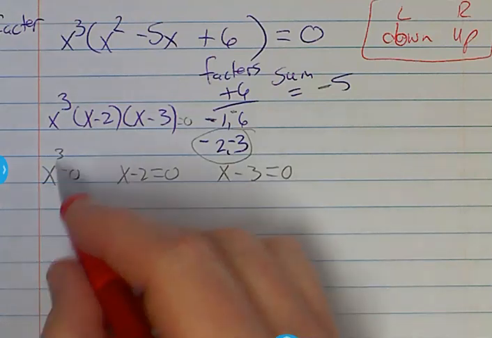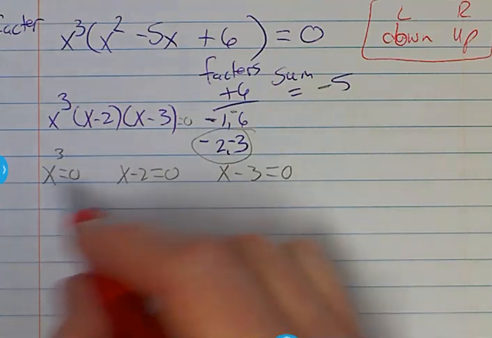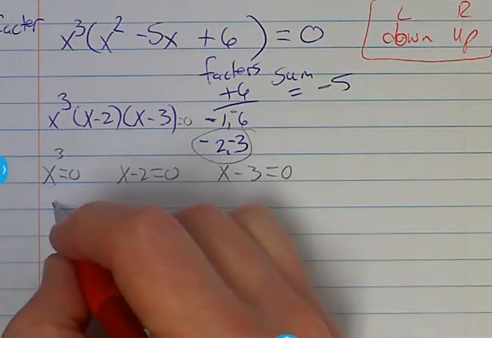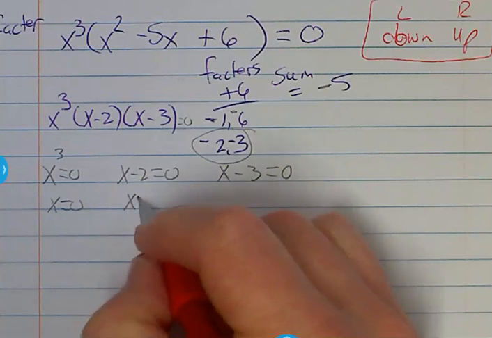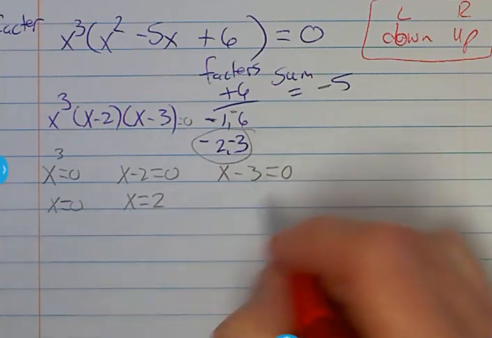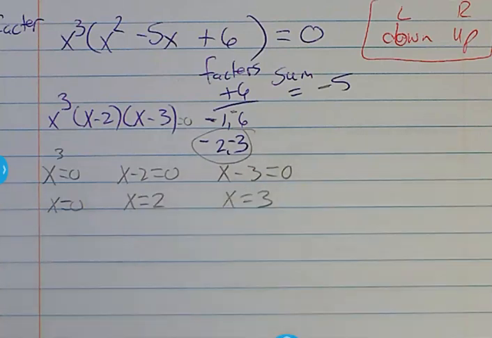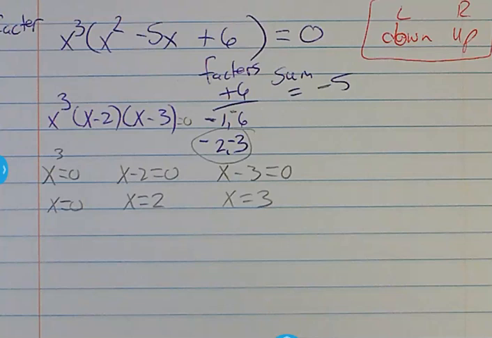Okay, so for this one, it doesn't matter what power it is, if it's x to the third, whatever, that solution is just x equals 0. This one we would add 2 to both sides, so we get x equals 2. This one we'd add 3, you get x equals 3. Okay, so we got our 3 solutions, and then again, we need the multiplicity.